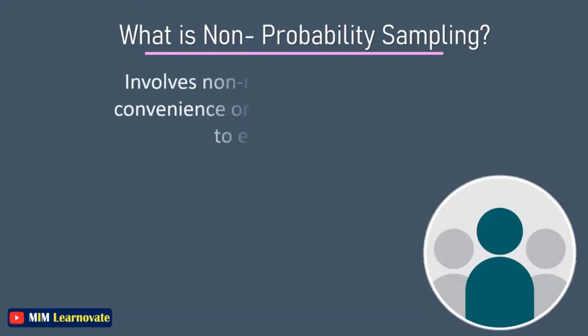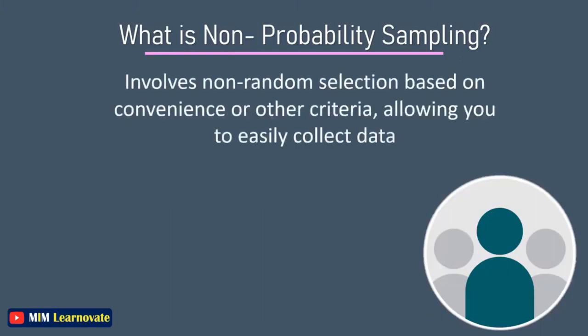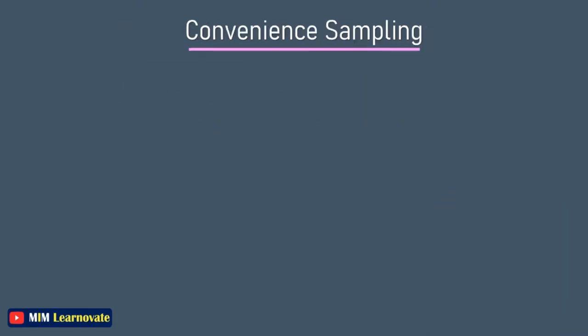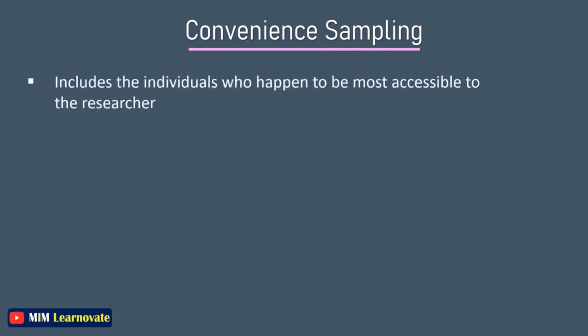What is non-probability sampling? Non-probability sampling involves non-random selection based on convenience or other criteria, allowing you to easily collect data. Convenience sampling. A convenience sample simply includes the individuals who happen to be most accessible to the researcher.